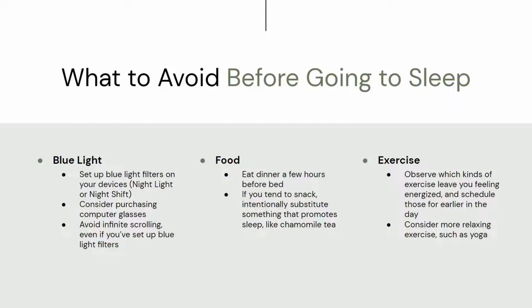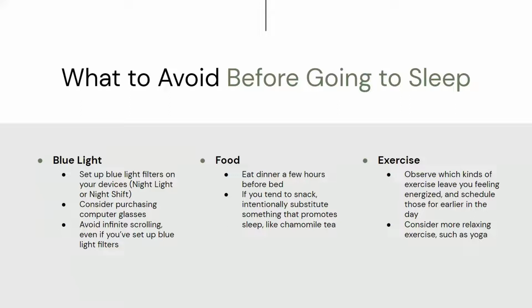Also, to avoid before going to sleep is food. If you have late classes and you get out of class at 9 p.m. and then it's time to sit down and eat dinner at 9 p.m., try to give yourself a little bit of buffer before going to sleep, because eating right before bed will provide you with energy. And so you're already setting yourself up to have trouble falling asleep.